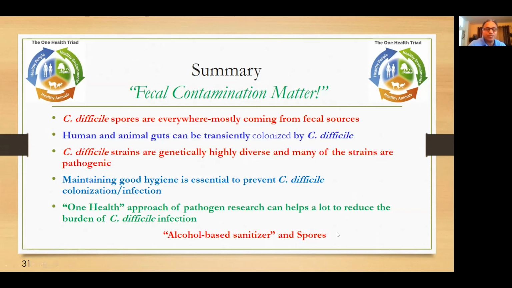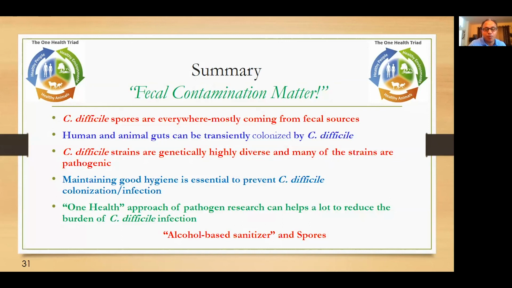A special note, I think everybody knows it: we regularly use alcohol-based sanitizer to sanitize our hands. And these alcohol-based sanitizers cannot kill the spores of C. difficile. Therefore, we should not use alcohol-based sanitizer to disinfect our hands or any surfaces. We should use soap and water to clean our hands.